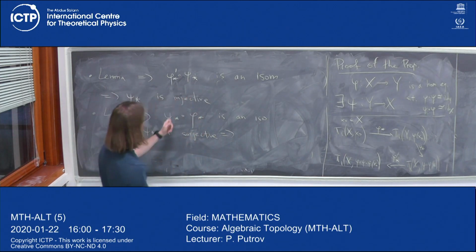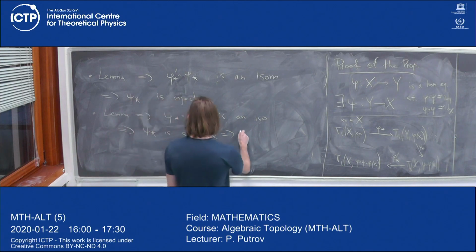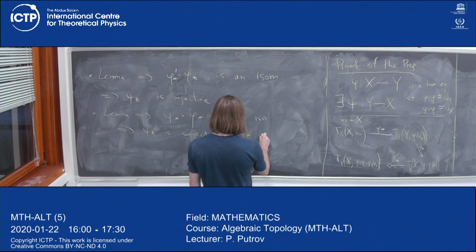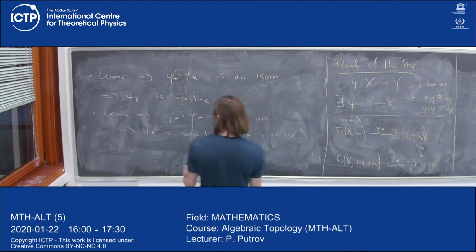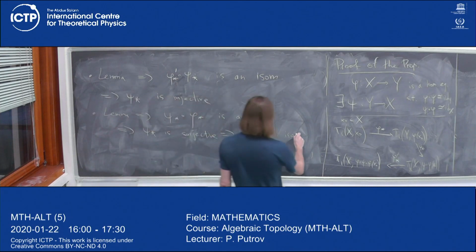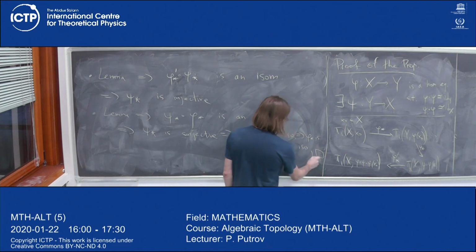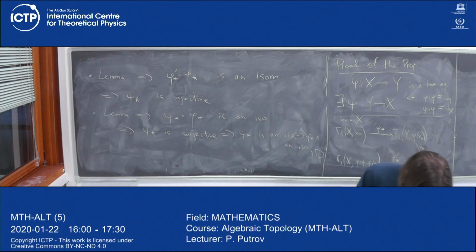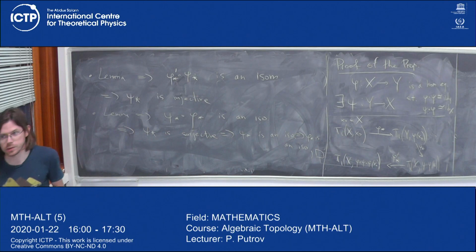Okay, now psi star is both surjective and injective, and this means that psi star is an isomorphism. But then, of course, if this composition is an isomorphism, then also phi star is an isomorphism. Questions?